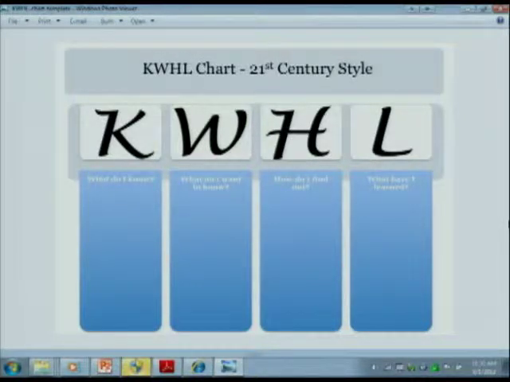You should have some markers on your table. Yes? Woohoo! All right. So the first thing I want you to do is fill out the K. What do I know? So as a table, put down everything you know about the Common Core and the Smarter Balanced Assessment, everything that you discussed, regardless if it is confirmed correct.